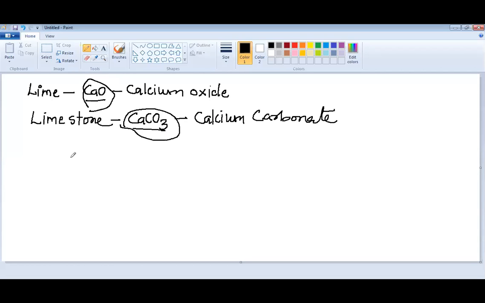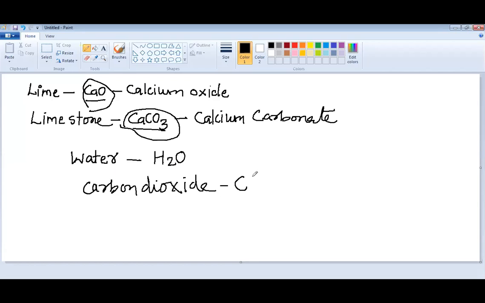You know what we write for water, my dear students? What formula do we use for water? H2O. Very good. What formula do we use for carbon dioxide? CO2. Nice. We use generally CO2. Do you know what formula do we use for sugar?